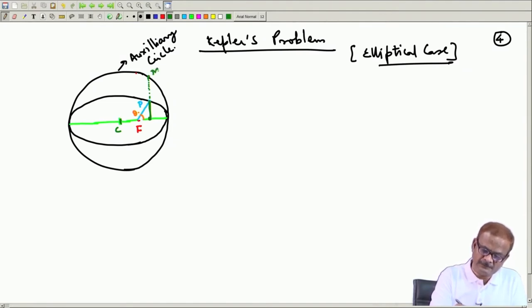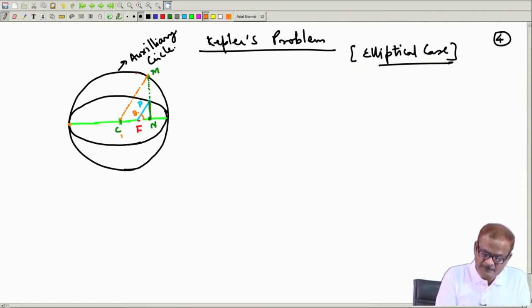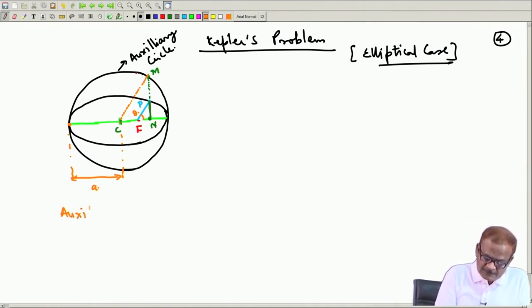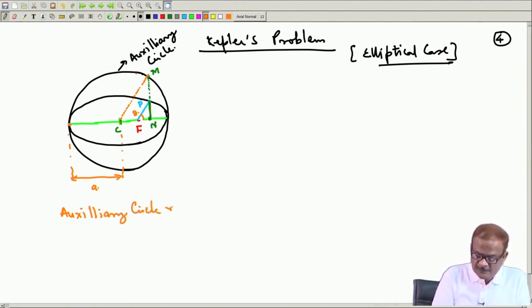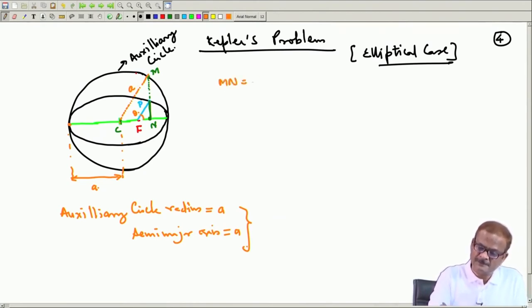So, this point we have written as M, and this point we have written as N, and also we joined the points C and M. Because the distance between this and this point is A, the radius of the auxiliary circle equals A, and the semi major axis is also A. This is also A, and M N we have written as A, and this angle we have taken as E, which we have written as eccentric anomaly.